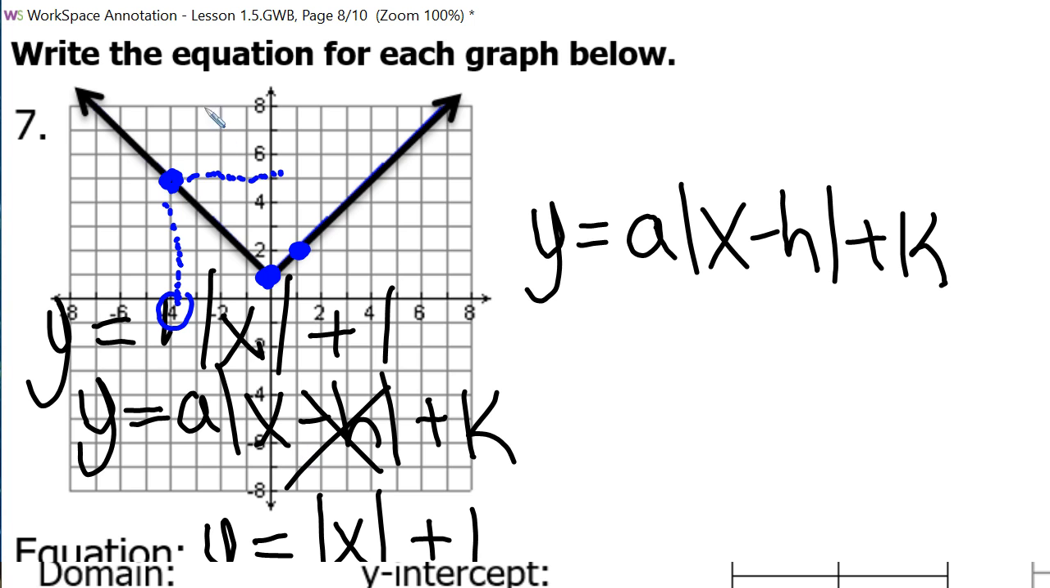Now that also occurs over here on the right side. So when the y value is 5 over here, what is the x value? 4. Well, I already have -4, so I'm going to make this plus or minus 4. So x equals positive 4, x equals -4.